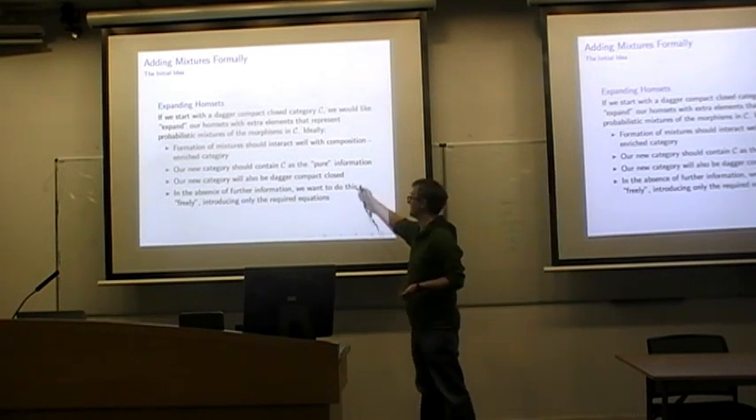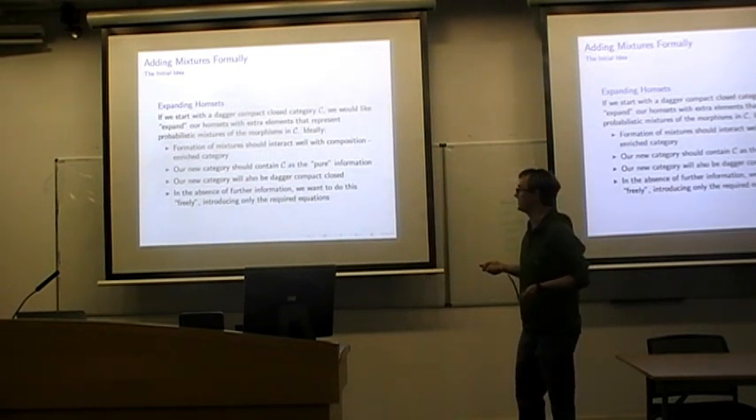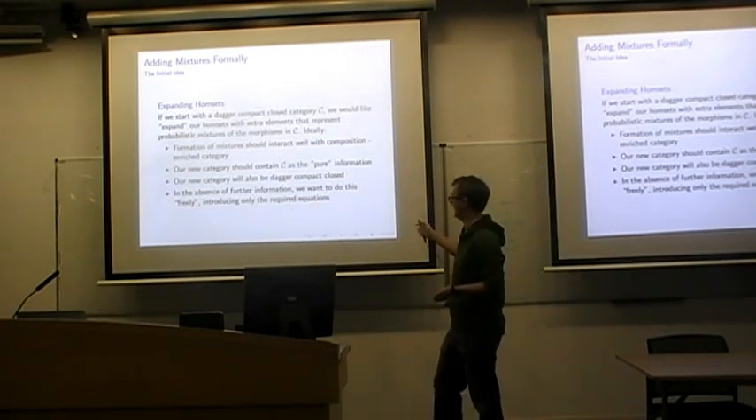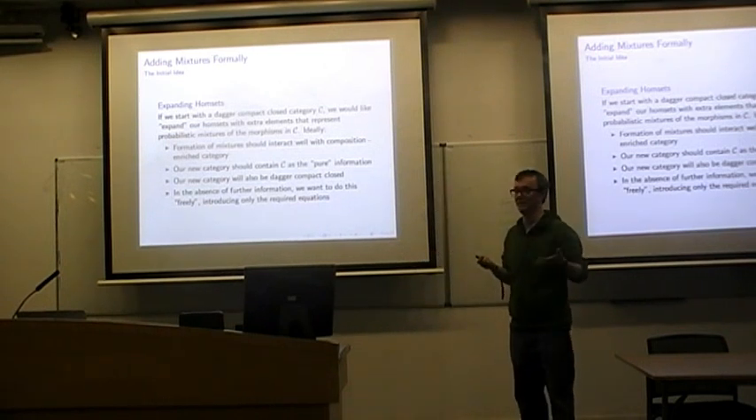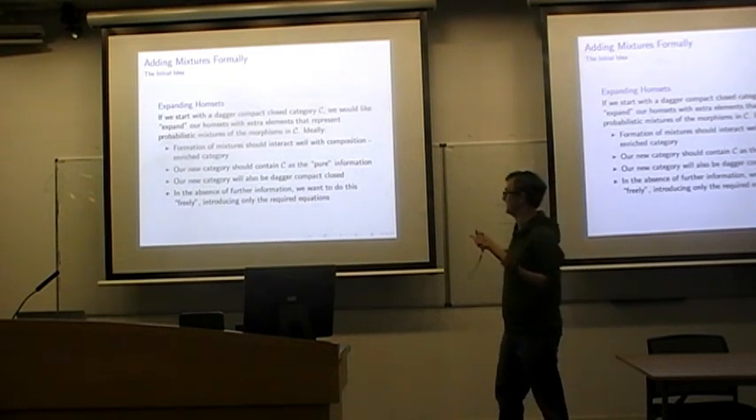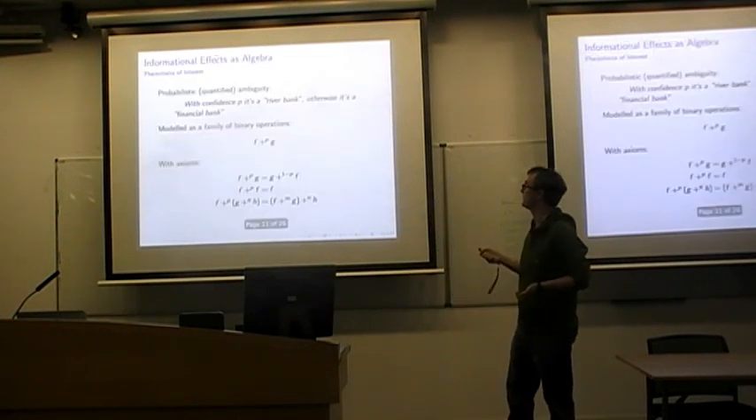We want our new category also to be dagger compact closed, because that's a nice place in which to do this linguistic stuff. If we break that, then we're going to have to start from scratch figuring out what to do. And then finally, we want to add this stuff freely. We don't want to require any extra equations that aren't implied by the mixing phenomena that we're interested in. So in the absence of other stuff, we just want to do this as formally as possible.